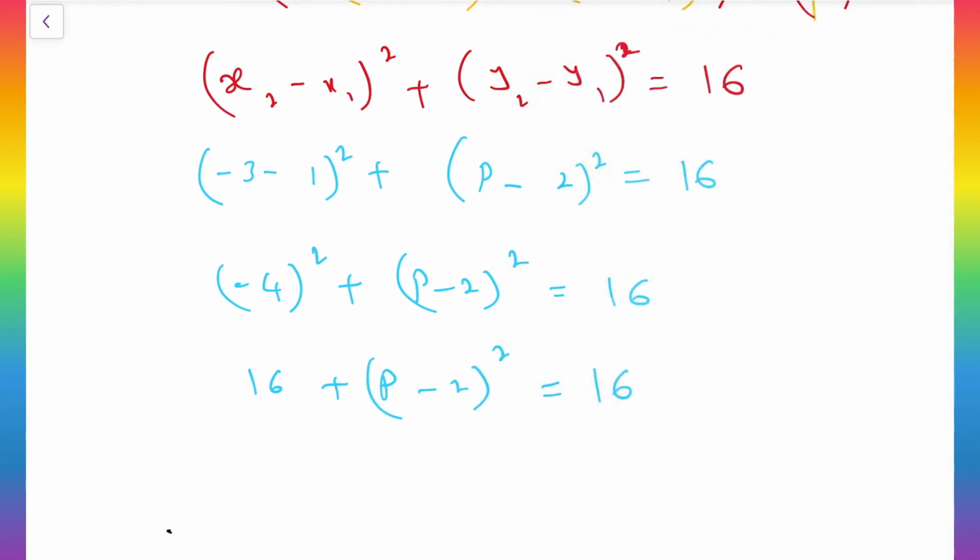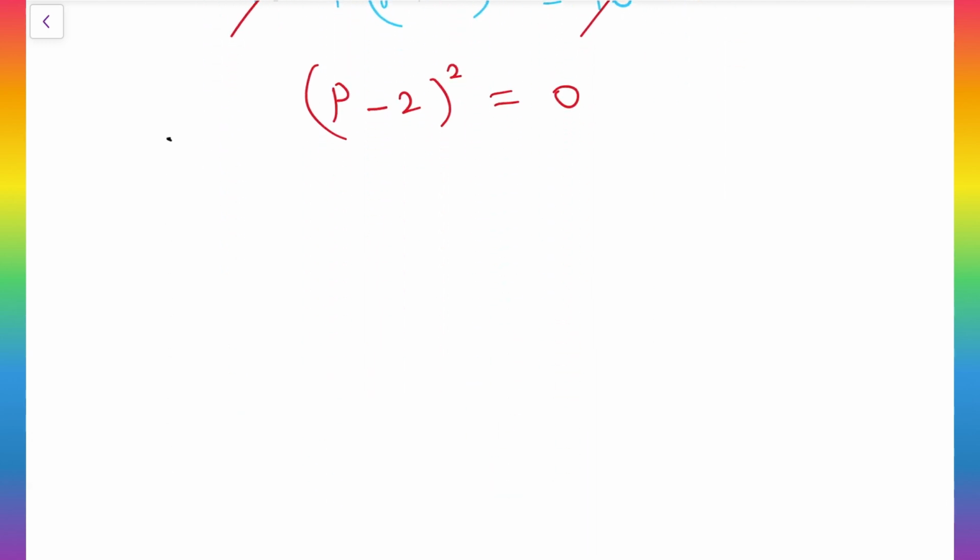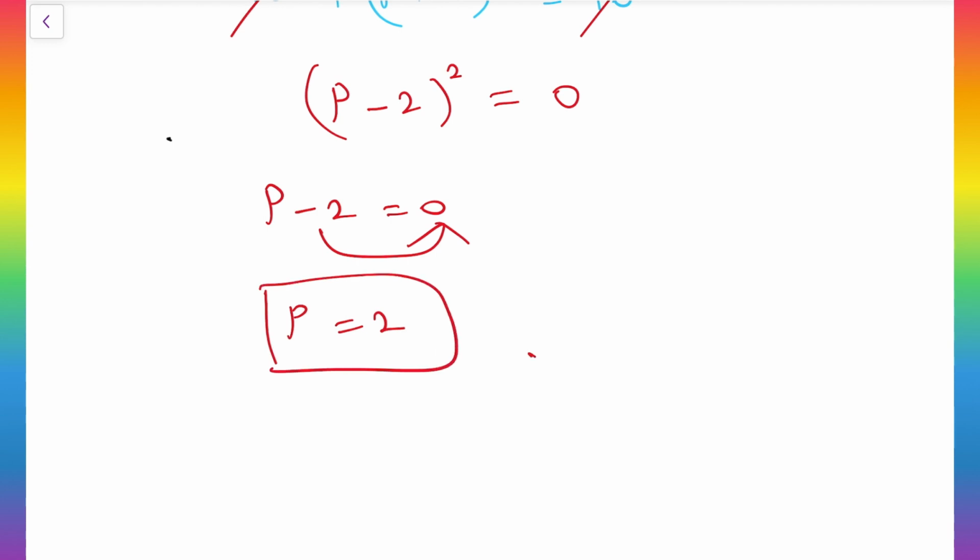So this 16 will get cancelled. Then finally we remain with p minus 2 whole square is equal to 0. If p minus 2 whole square is 0, then what about p minus 2? That is also 0 only. Take minus 2 to the right side. So p is equal to plus 2.